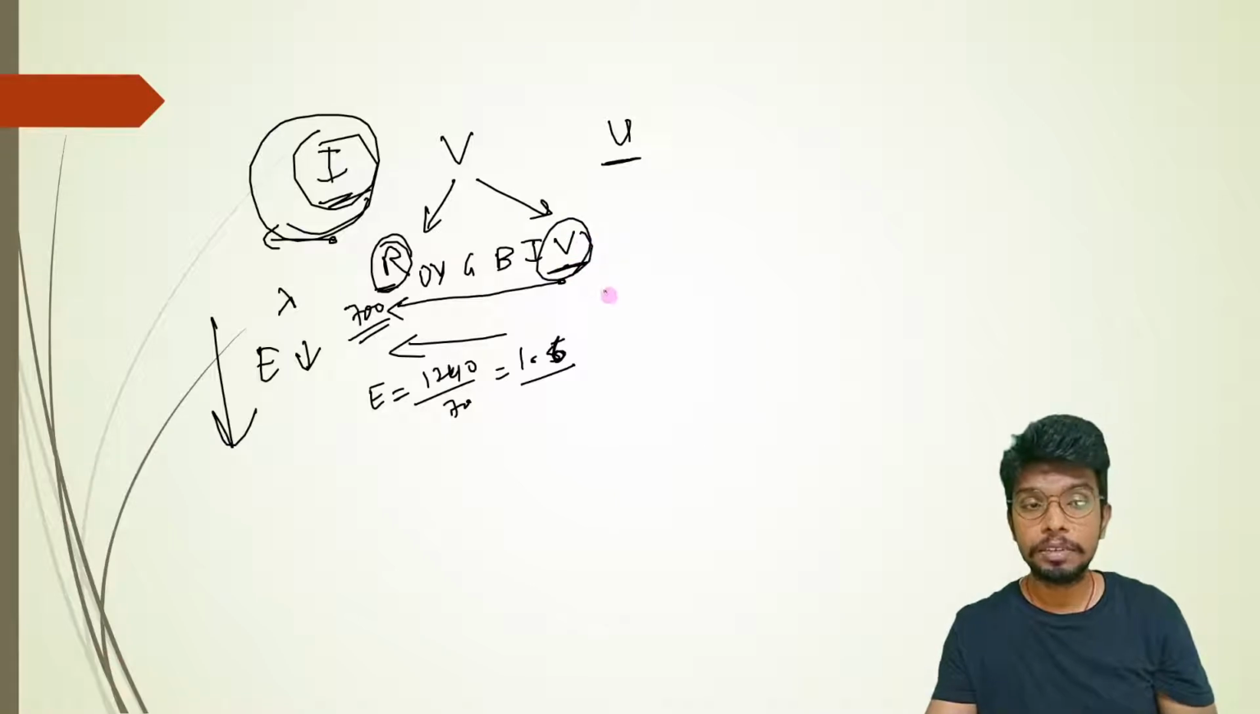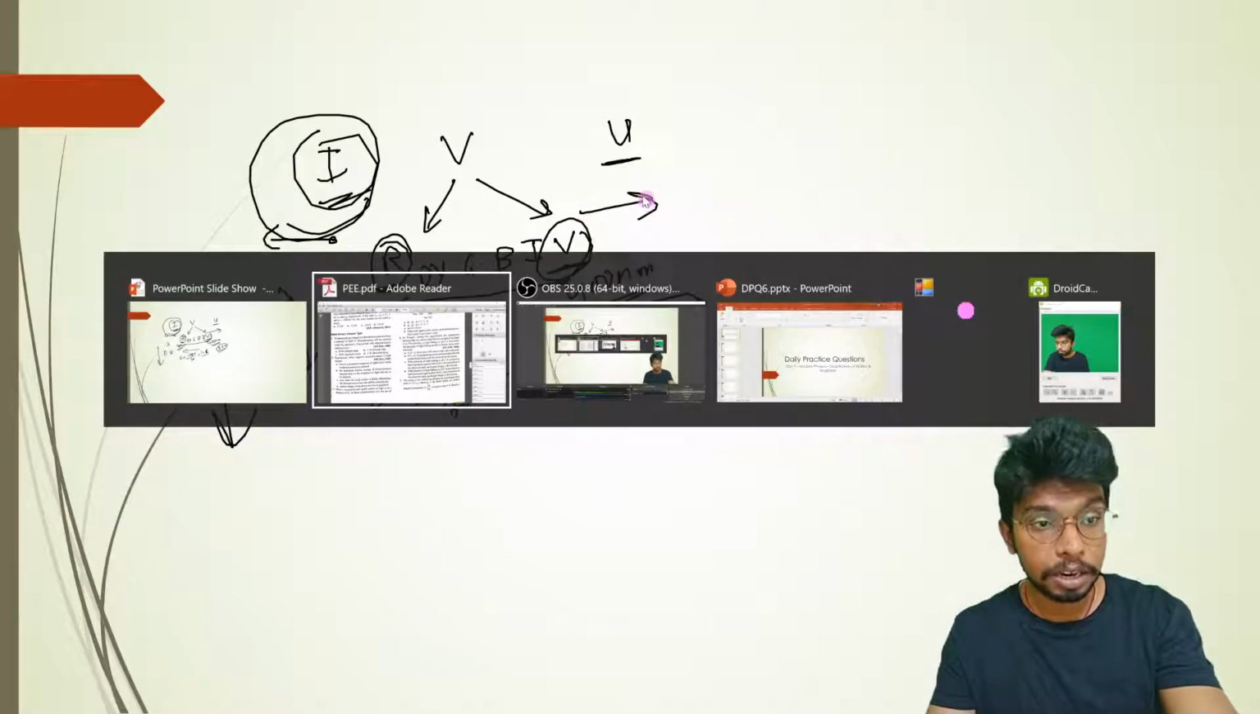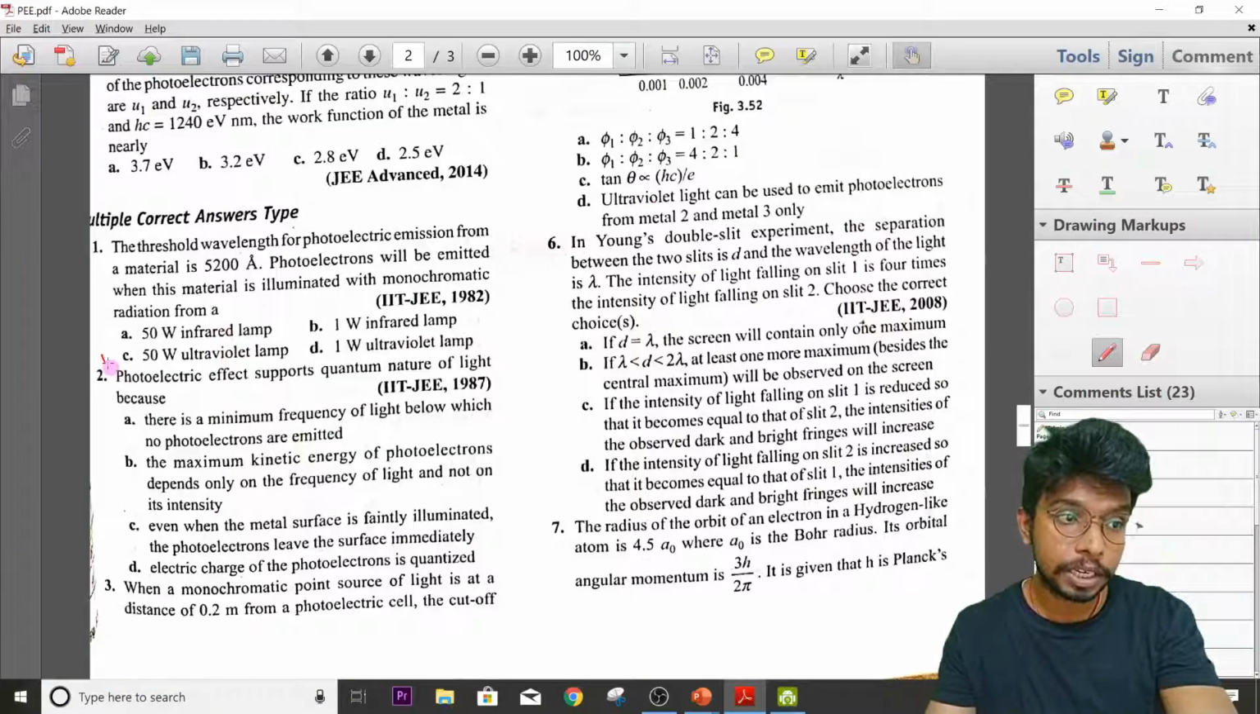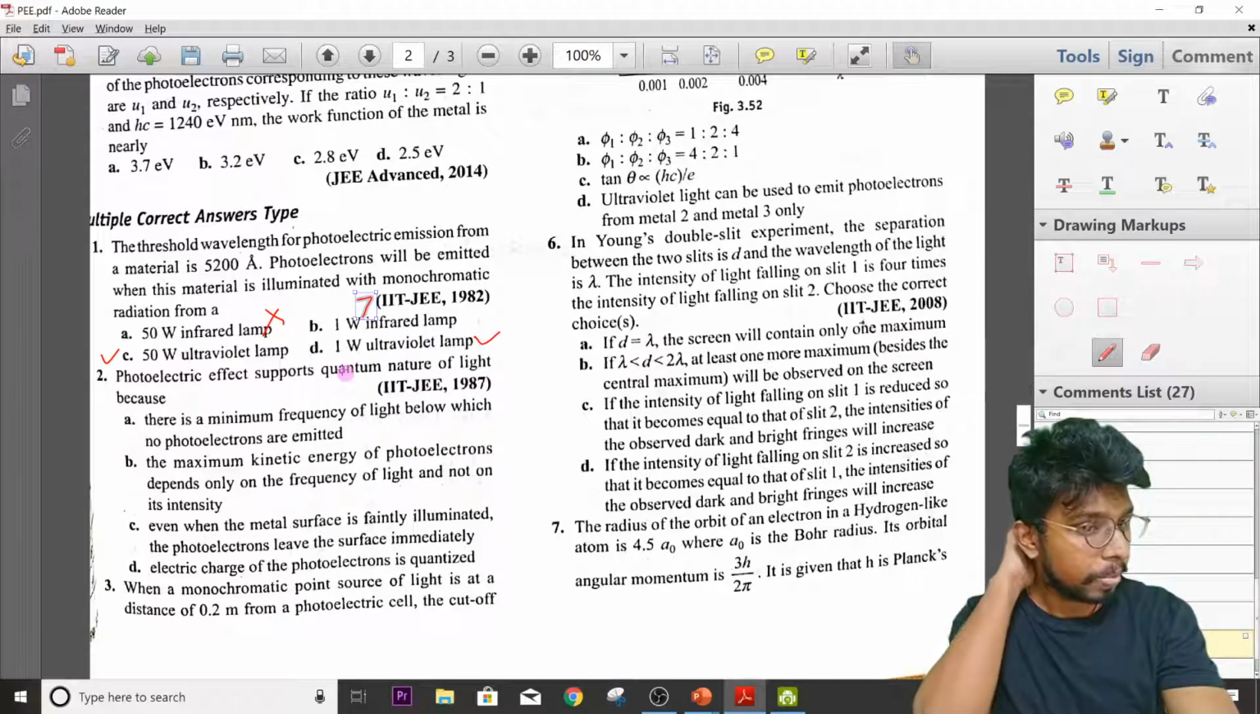Violet, on the other hand, has a wavelength around 400 nanometer. So the energy will come out to be approximately 3 eV, because 1240 by 400. And ultraviolet will have more energy. So basically, ultraviolet will be able to eject the electron, rather than infra, whatever intensity, whatever energy you give it, it is not going to work out. So ultraviolet will work, but infra will not work. This is the situation. So C or D should be the result.